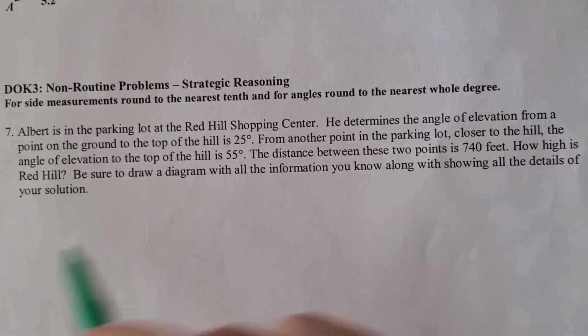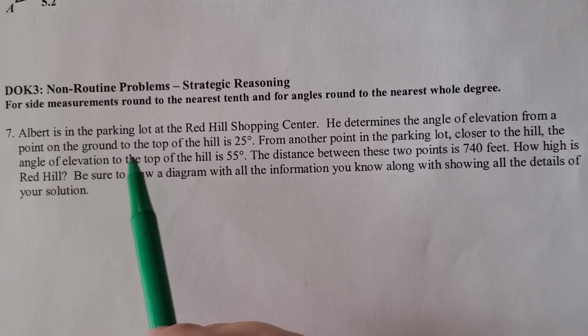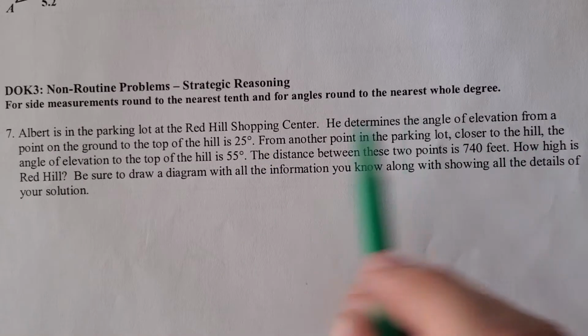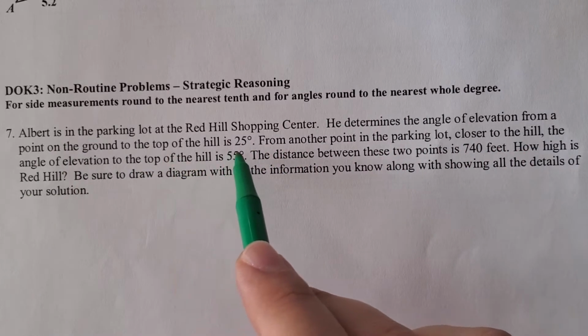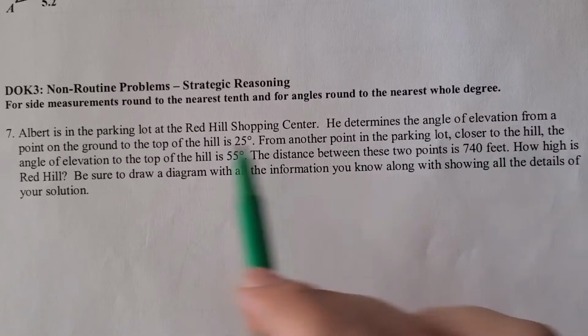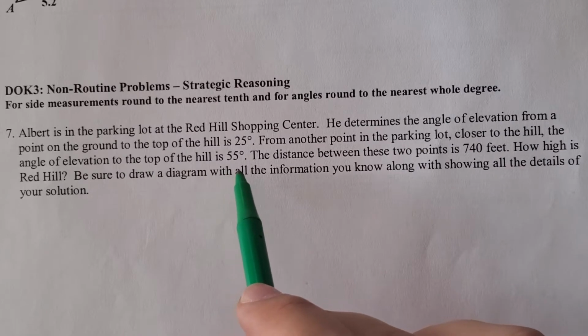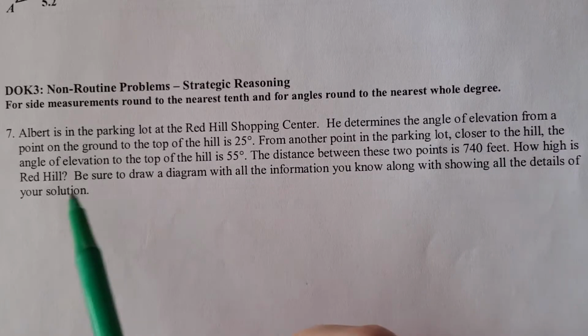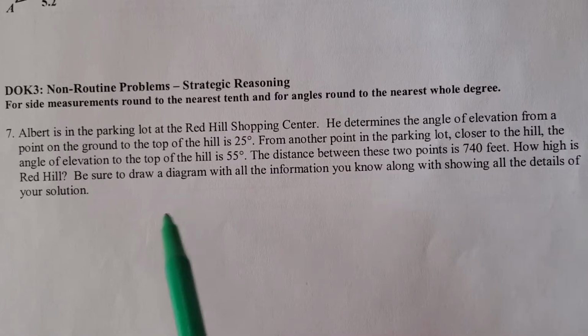So let's go through this right here. Albert is in the parking lot at the Red Hills Shopping Center. He determines the angle of elevation from a point on the ground to the top of the hill is 25 degrees. From another point in the parking lot closer to the hill, the angle of elevation to the top of the hill is 55 degrees. The distance between these two points is 740 feet. How high is the red hill? And then it says, be sure to draw a diagram with the information.